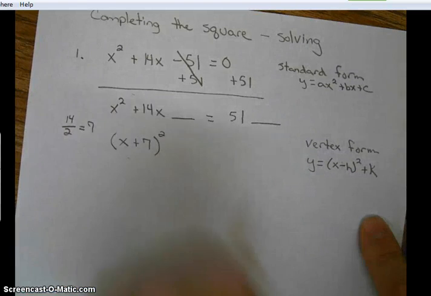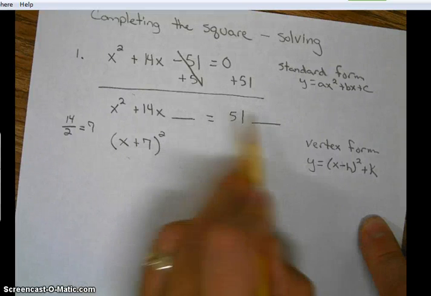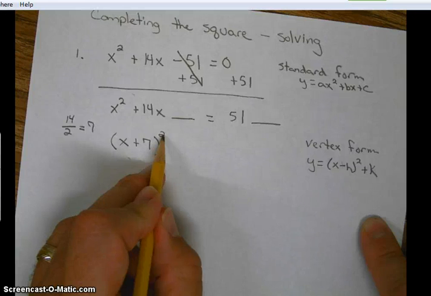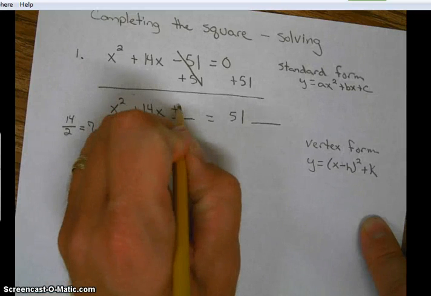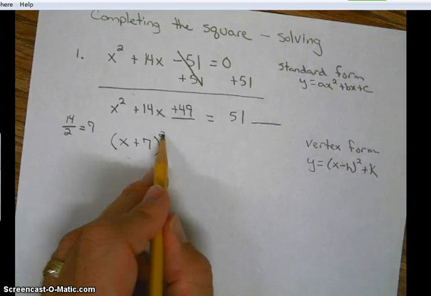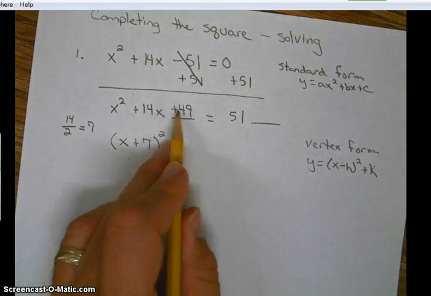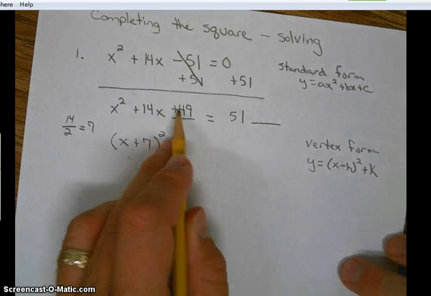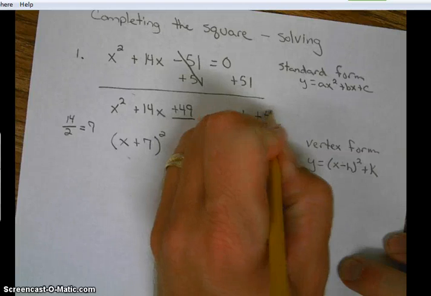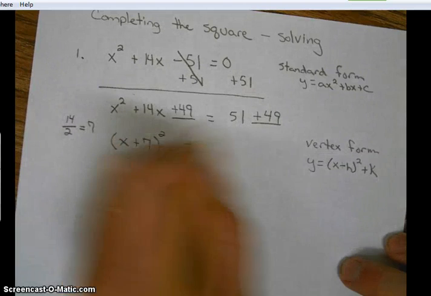Next thing we're going to do is fill in these blanks up here. To do that, we square the 7. So 7 squared, which is 7 times 7, is 49. Since we added 49 on the left, we're going to add 49 on the right. And we end up with 100.